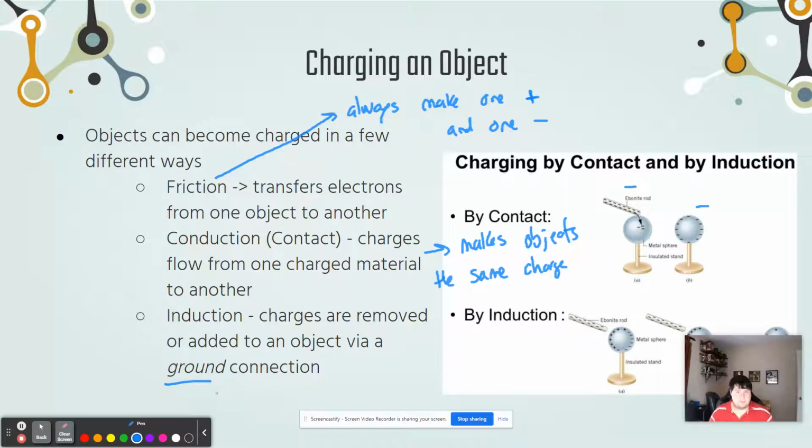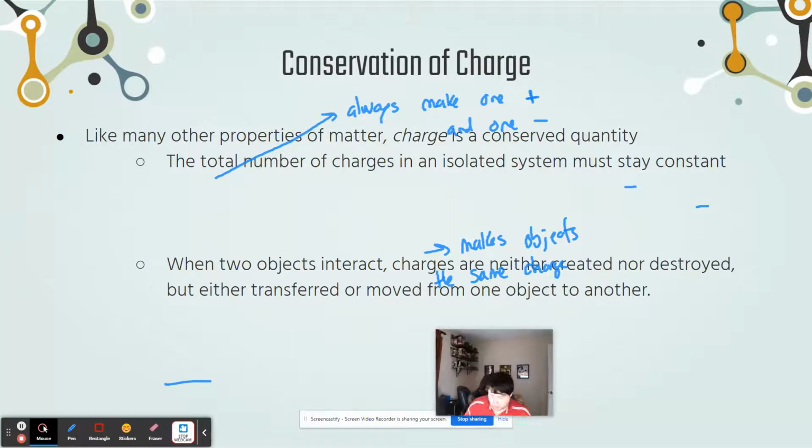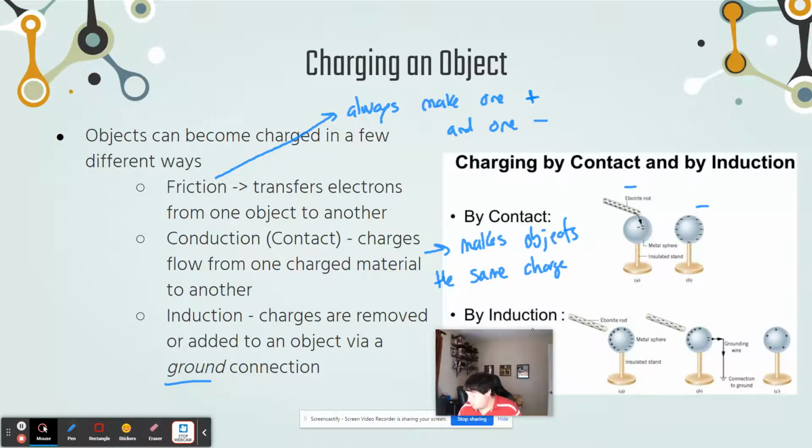Well, you can use the fact that the Earth is so large and has so many charges on it to either add or remove charges from an object. So it might be a little hard to see. I think my video is in the way here, so I'll try moving it a little bit. But you can see, moving on, going back, that what they do here is they have a negative rod and they bring it close to a sphere. Now this sphere becomes, very importantly, polarized. What does polarized mean? Polarized means that the charges have moved in order to create one positive end and one negative end.